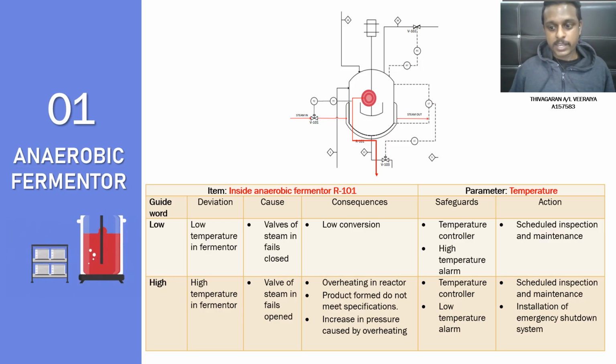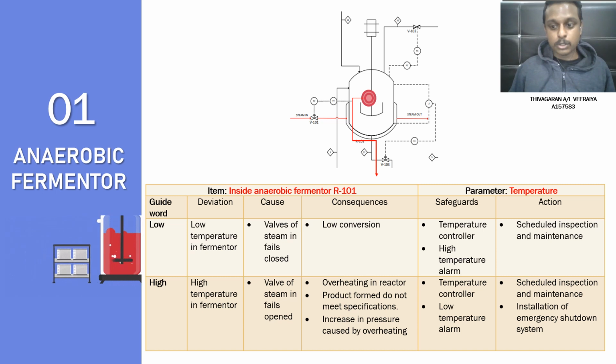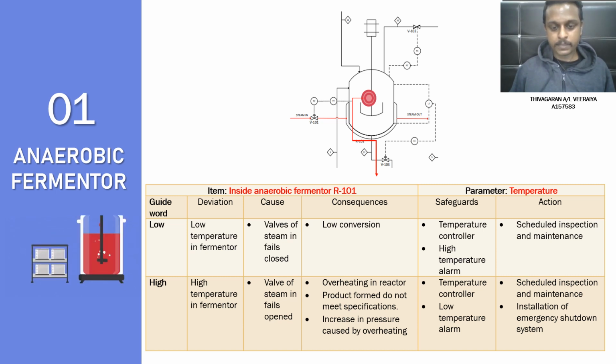For the HAZOP analysis in the anaerobic fermenter, there are a few nodes. For example, the first node is inside the fermenter. The guide word is low, which is low temperature in the fermenter. The cause of low temperature in the fermenter is the valve of steam in fails close. The consequence is low conversion. The safeguards are the temperature controller and high temperature alarm, and the action that can be taken is scheduled maintenance and inspection.